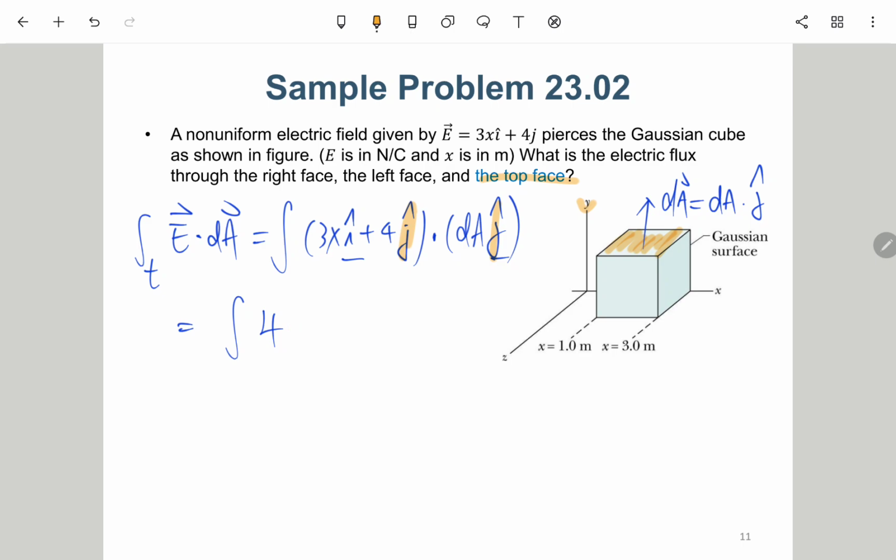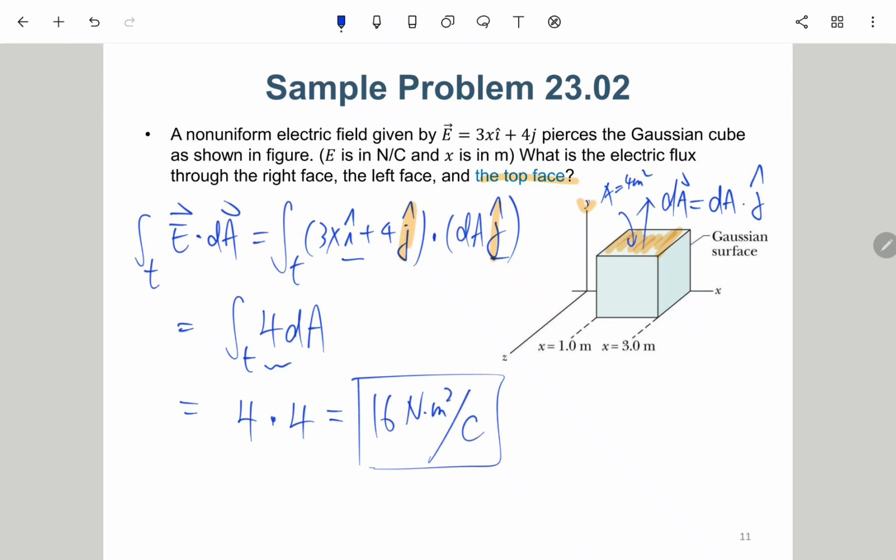So dA, for the top surface. This time it is already a constant. It doesn't relate to x anymore. So in this case, it is 4 times 4. Also the A is 4 meters squared. So this is 16 N M square over C. Okay, so so far any questions?